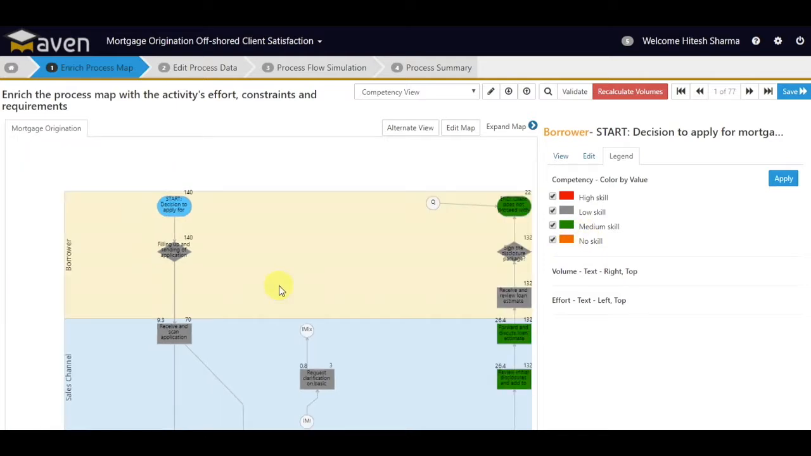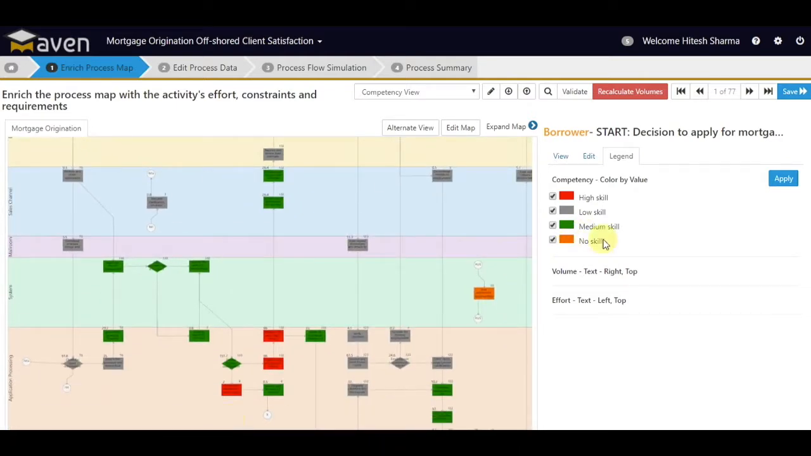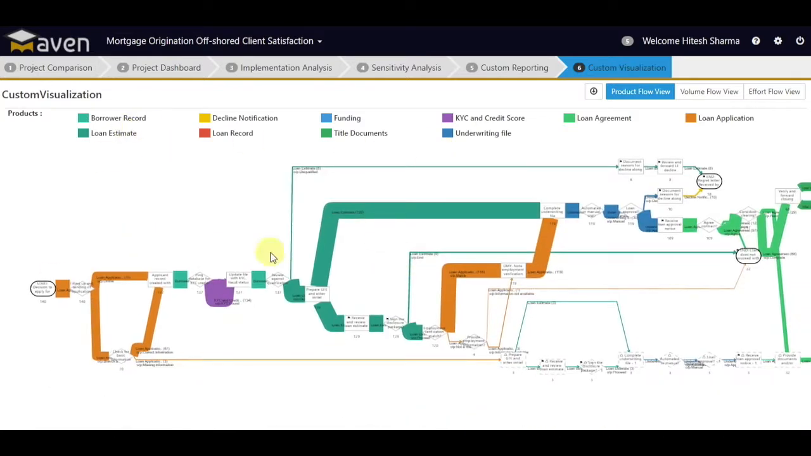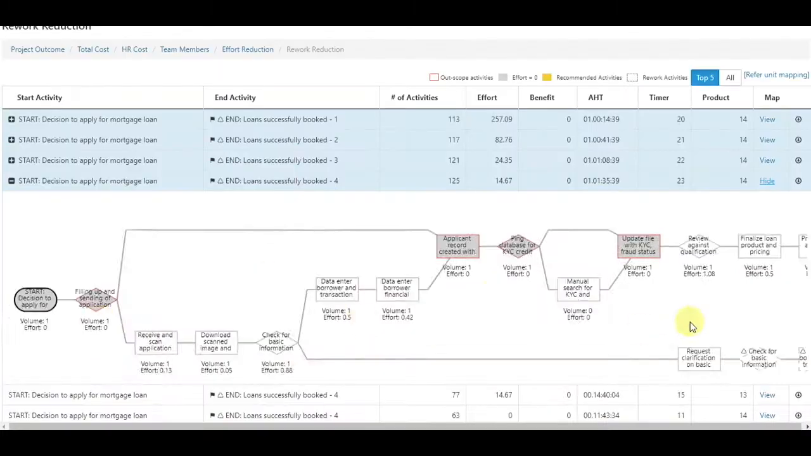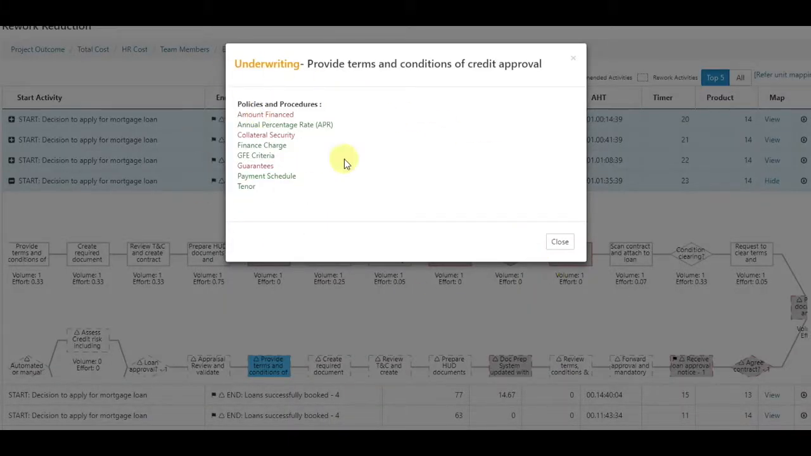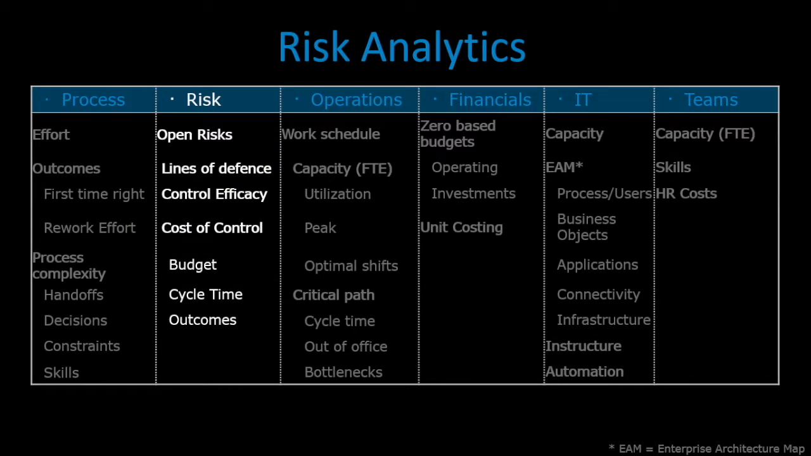Skill complexity requirements for the process, showing all outcomes, and paths leading to non-desired outcomes. It identifies the origin for rework loops, for root cause determination. In risk, Maven shows the existence, adequacy and efficacy of controls.